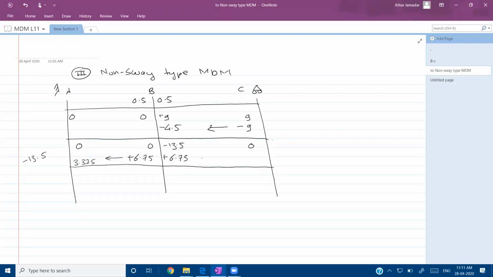And here the correction for BC need not be carried over because support C is already balanced. That means support C is 0. Therefore, this correction should not be there. So again, if you take the summation: this 3.375, this 6.75. So minus 13.5 plus 6.75 is going to be minus 6.75. This is 0. So now this support is balanced.